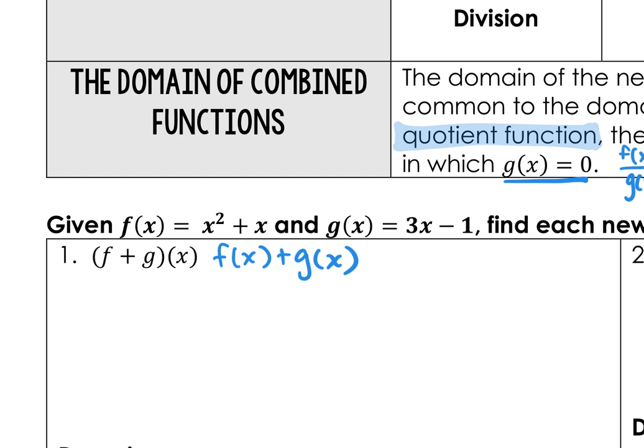So my f of x function is x squared plus x, and then I'm adding that to my g of x function, which is 3x minus 1.